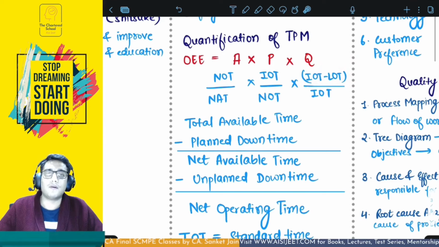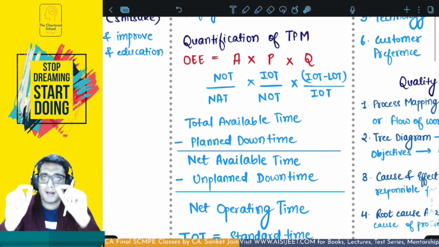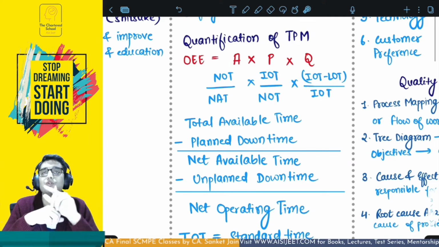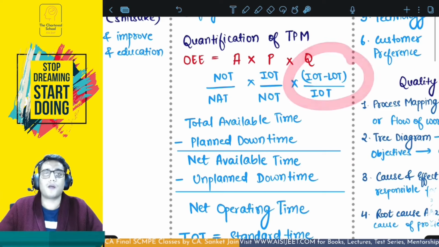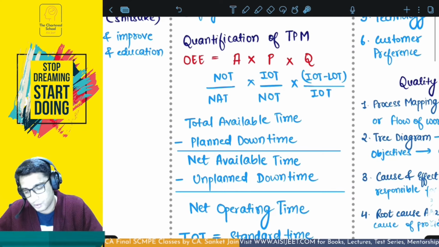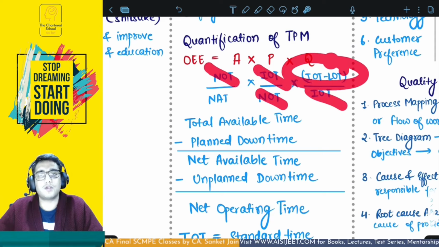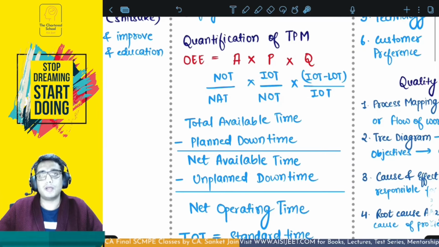So there is one more way of calculating the quality ratio, which is the actual production minus the defective production upon the actual production, which means that the production that you can use for selling divided by the actual production can also give you quality ratio. Now there is one more formula for OEE apart from this, and you can simply check it out right here. So it is ideal operating time minus lost operating time upon net available time. One more formula for overall equipment effectiveness. All right.